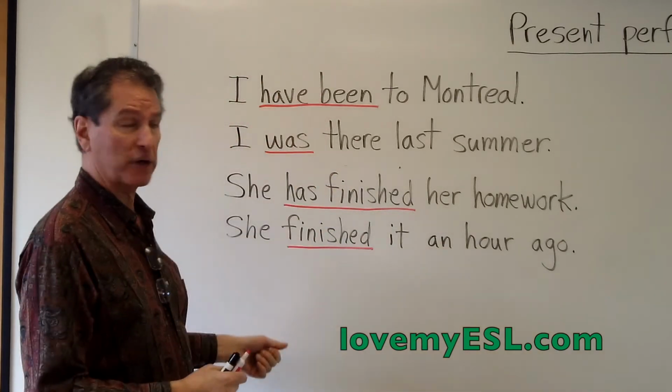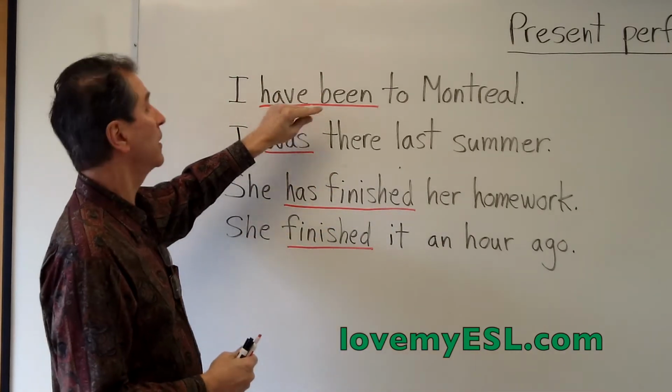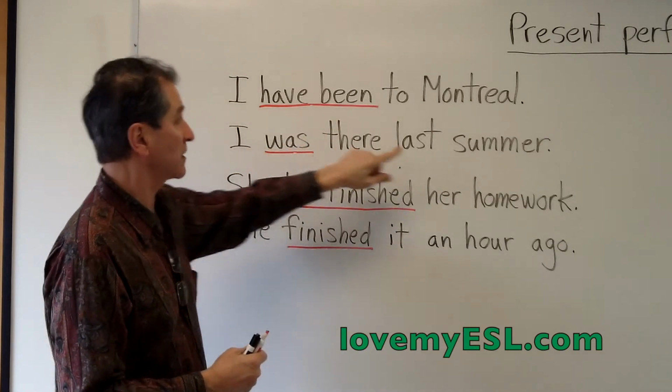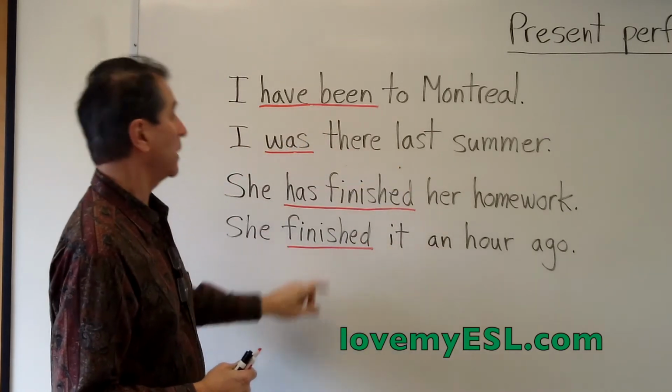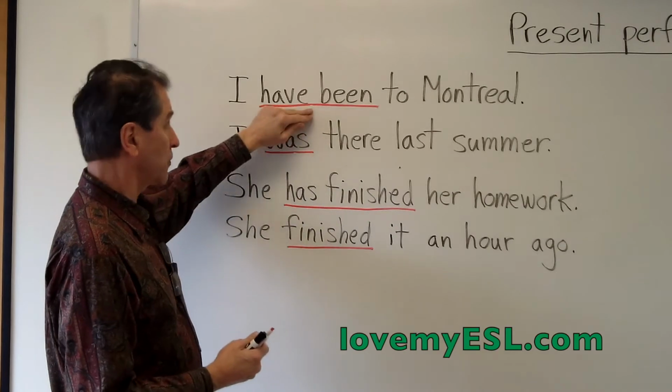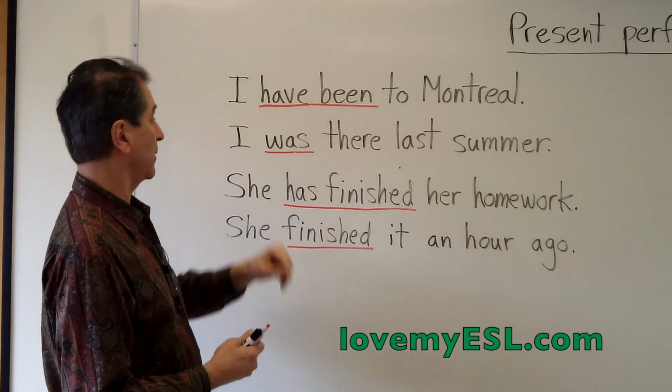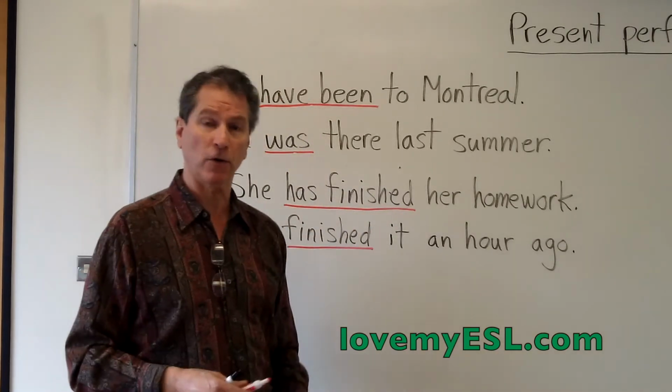So you'll see in these four examples, if you have a time, you need to use the simple past, last summer, an hour ago. If you don't have the time, you use the present perfect. I have been to Montreal. She has finished her homework.